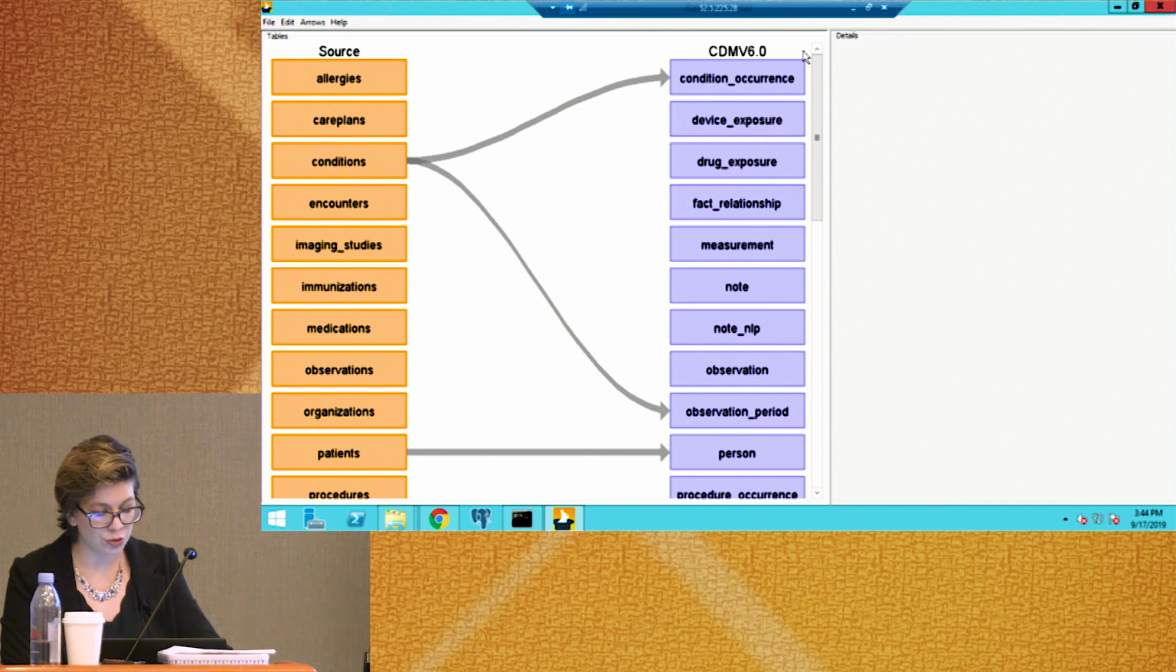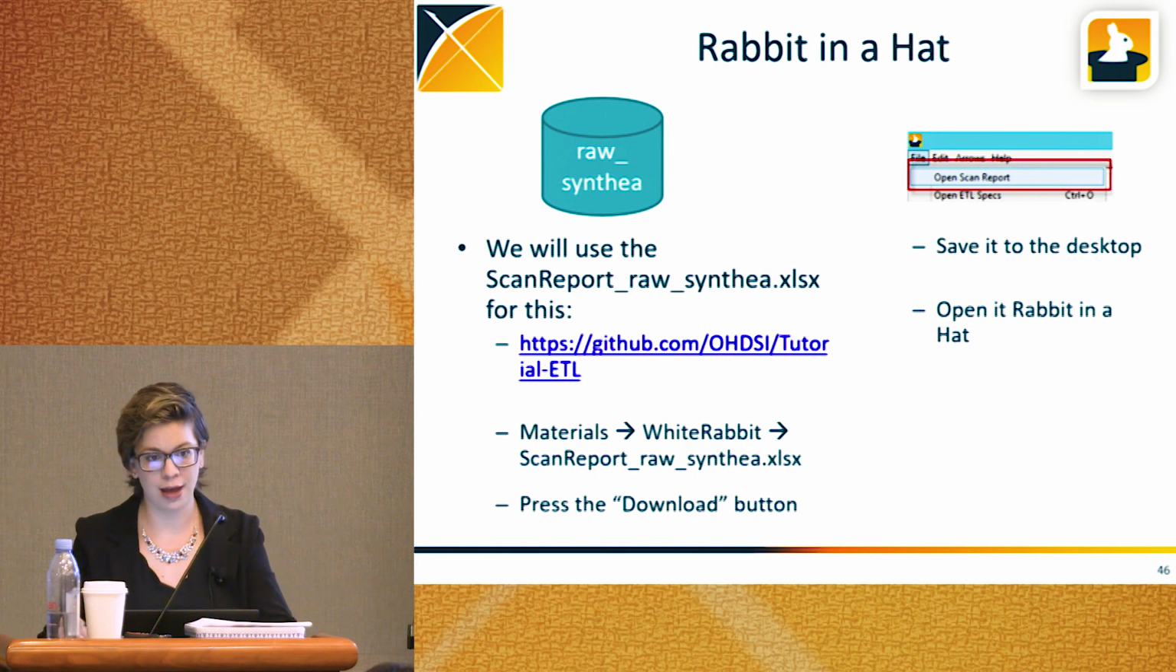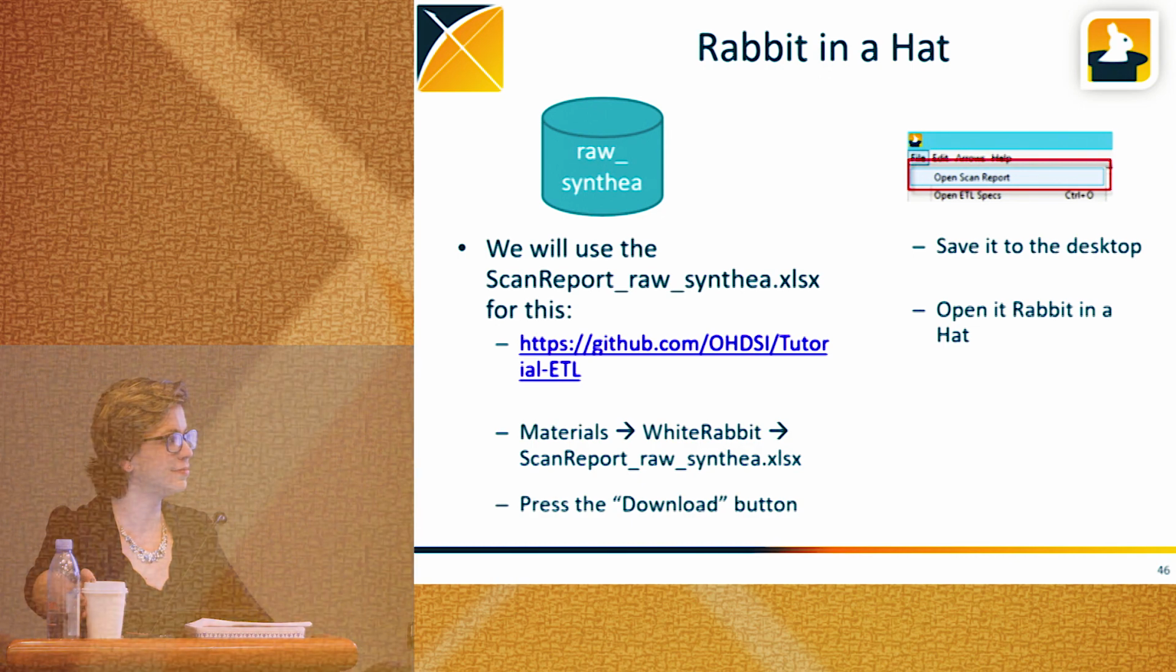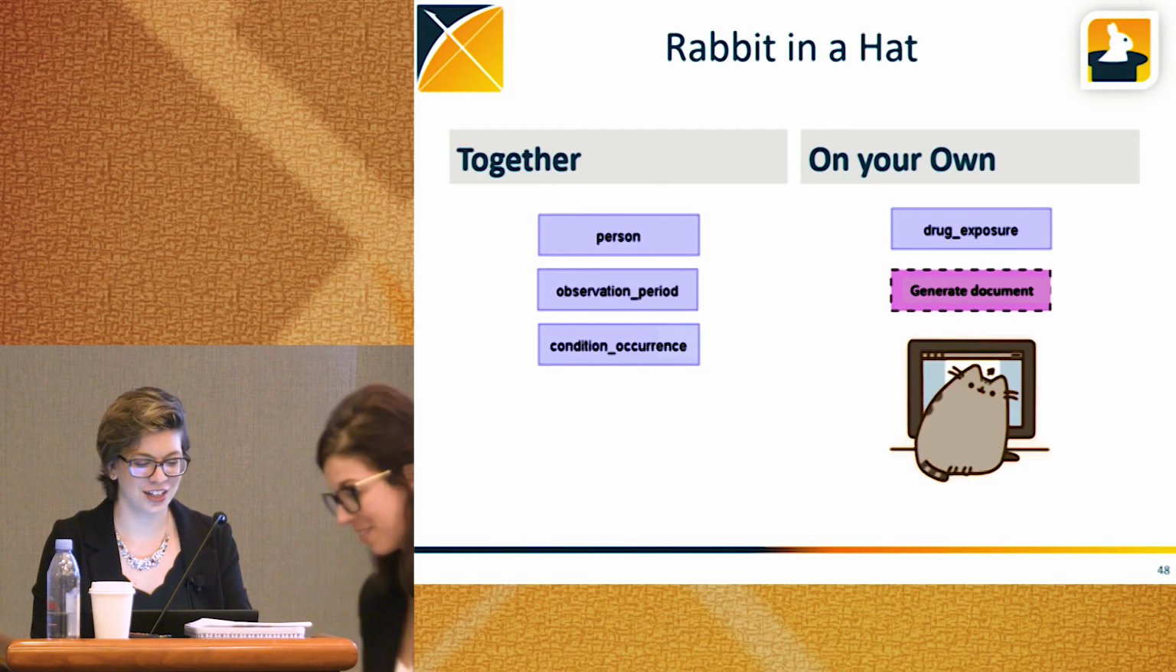So in order to do that, you're going to need to have that Excel. If you don't already have it, that's going to give you something to map with. You're going to open that scan report, and then what I'd like you to try to do is the drug exposure table. It's going to take a little bit of time to go through that. We have 15 minutes.